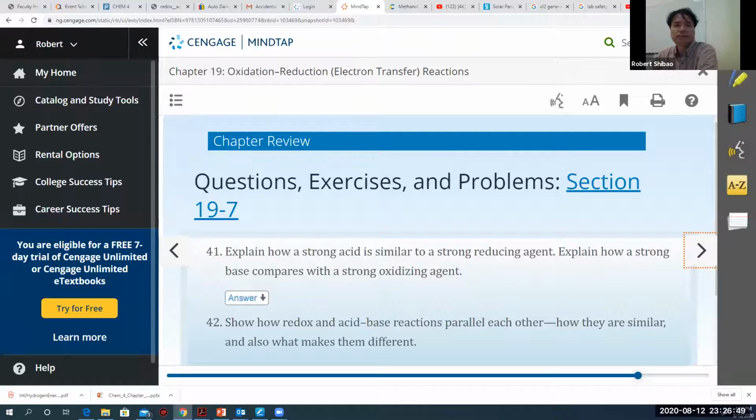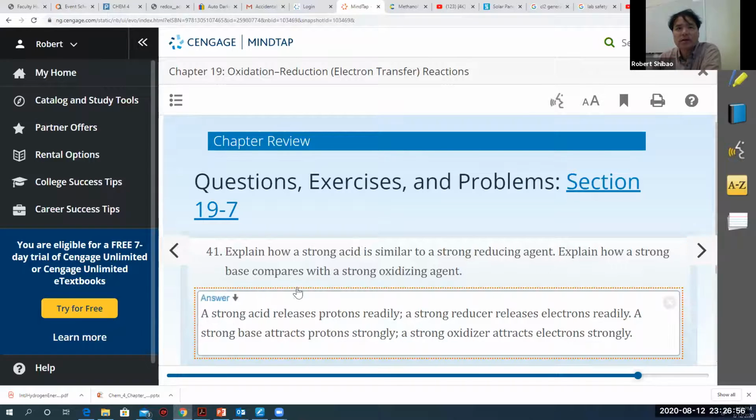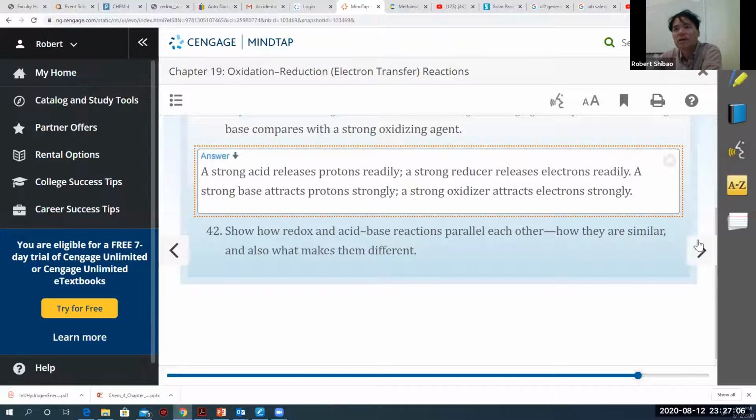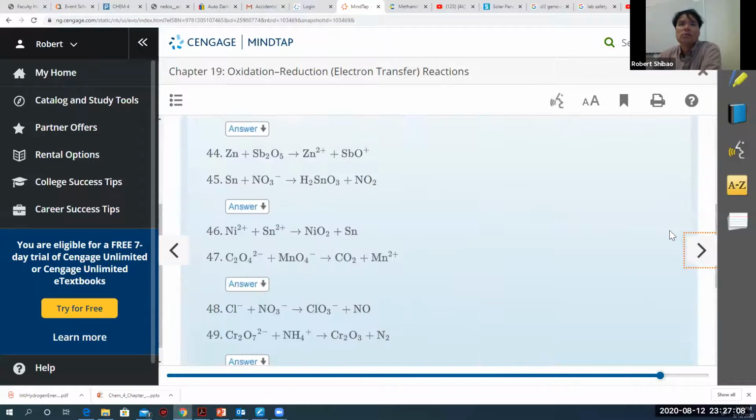general reaction. Explain how a strong acid is similar to a strong reducing agent and strong base compares with strong oxidizing agent. Strong acids release protons readily, a strong reducer releases electrons readily. So this is the same answer they had earlier in the acids chapter. So we saw that already.